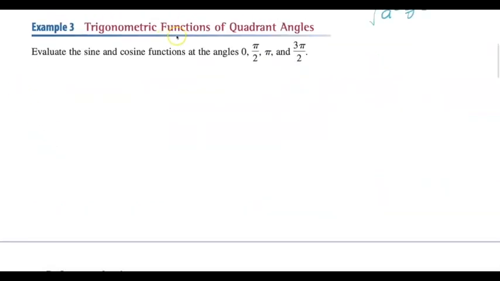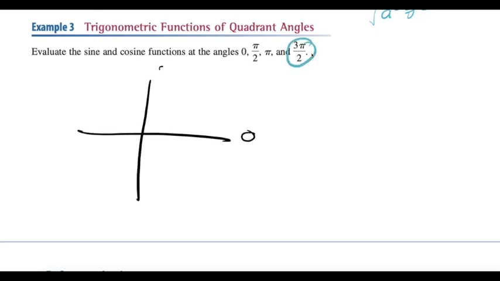Evaluate the sine and cosine functions at angles 0, pi over 2, pi, and 3 pi over 2. That's a lot of them. Let's just do 3 pi over 2. So let's just do that one. So here's 0, here's pi over 2, here's pi, here's 3 pi over 2, and here's 2 pi. We've done these a couple of times.